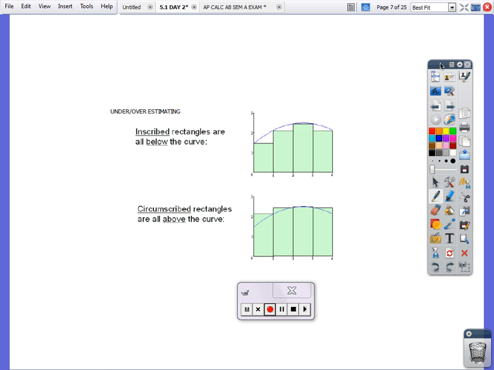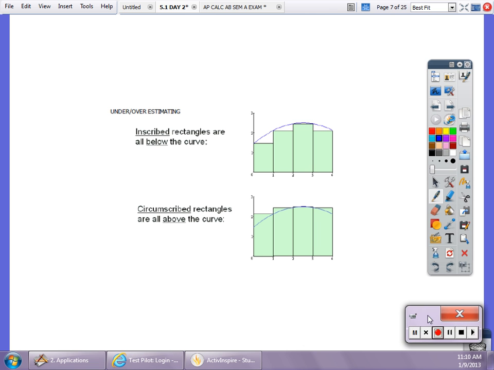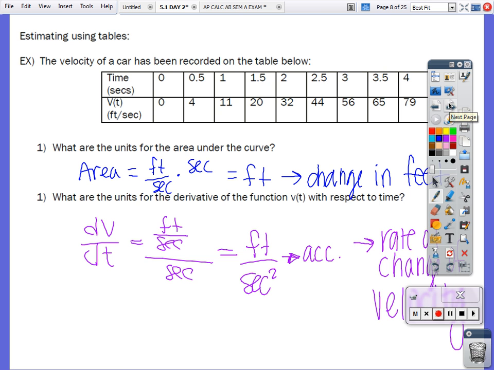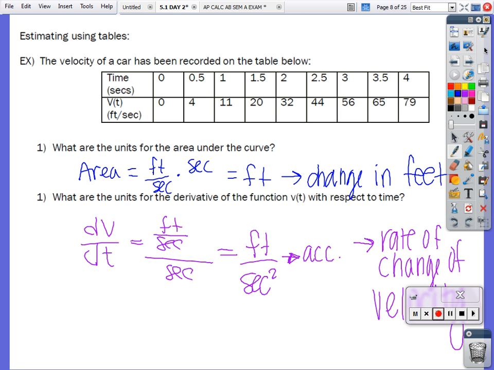We talked about the inscribed and circumscribed. We're going to do one example today in class. So if you didn't get that, that's okay. So I believe we left off with this, correct? All right. Did we get any further than just question 1? Okay. So the next page.